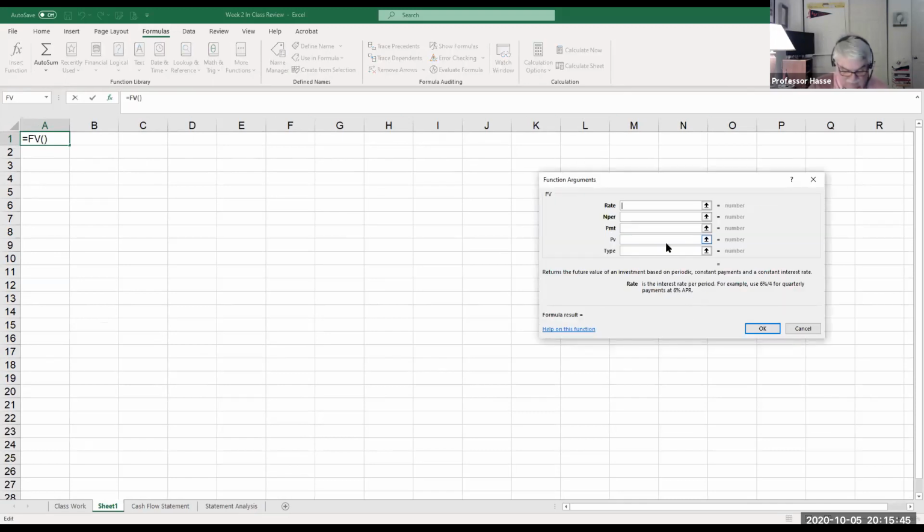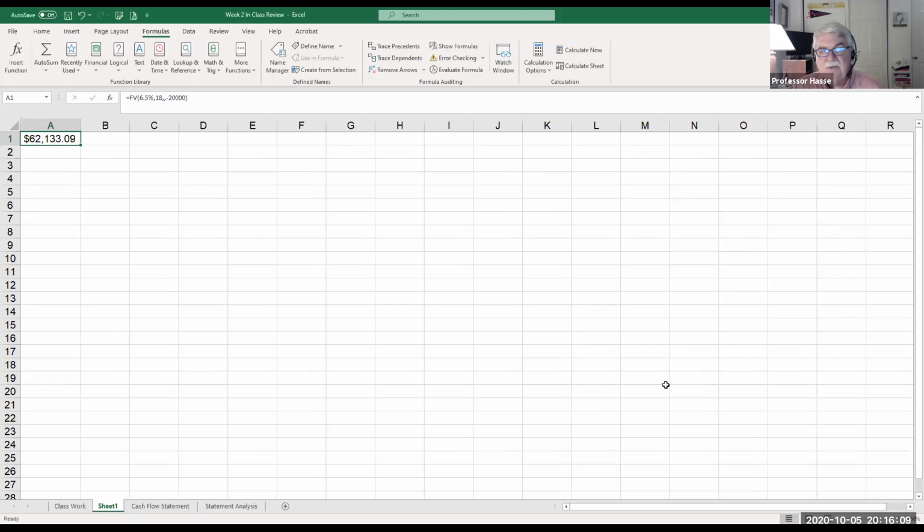I'm investing something at 6.5%. That's the rate over 18 years. And I'm investing, the present value is $20,000. How much did I have in 18 years for my son to go to college? $62,133.09. And that's exactly what I got.